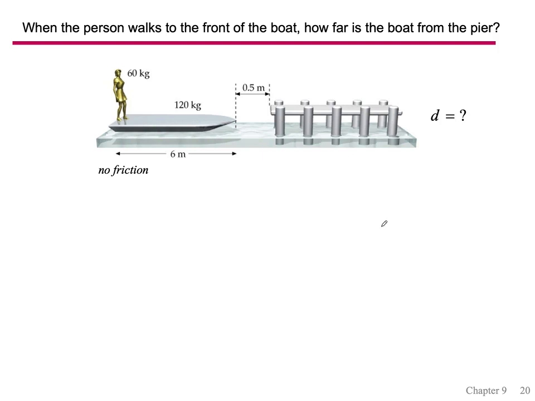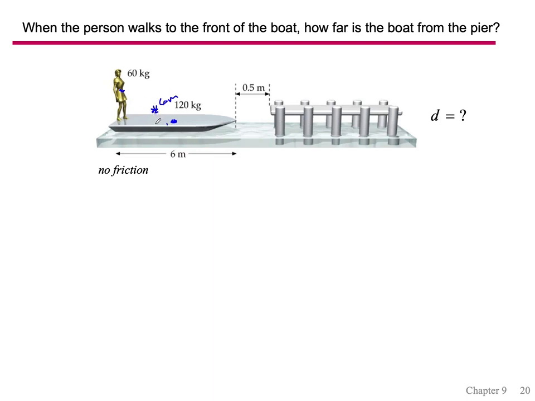Here's a slightly different problem. What if the boat is more massive than the person? This one's more mathematical. What happens here? The center of mass of the boat is located here. The center of mass of the person is located here. Where's the center of mass of the whole system? It's going to lie 2/3 of the way towards the boat's center of mass. That's the center of mass of the whole system.